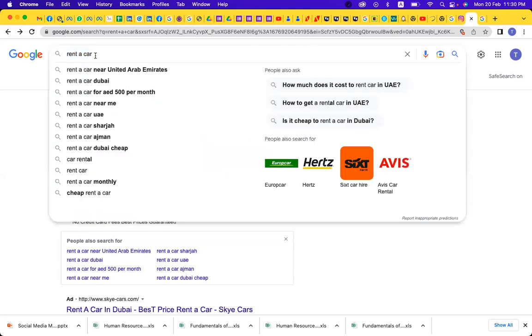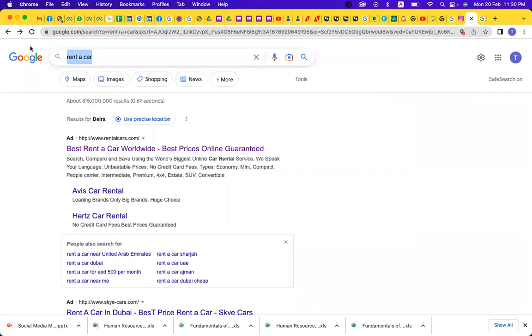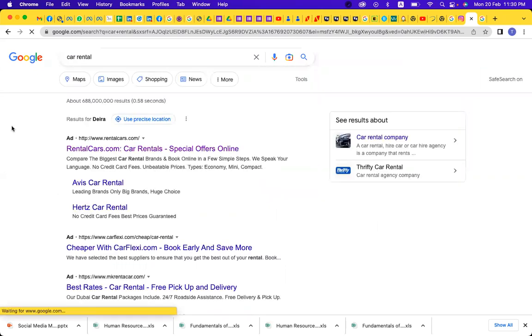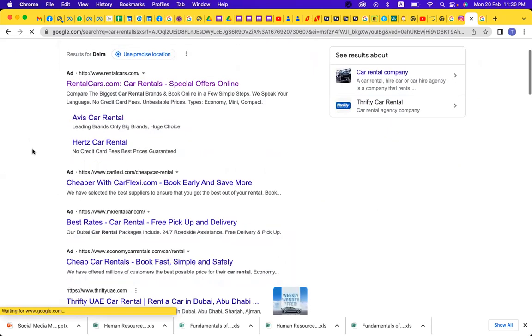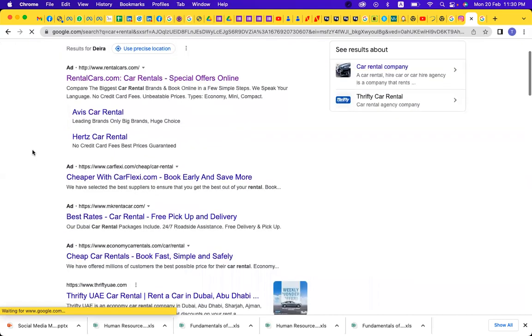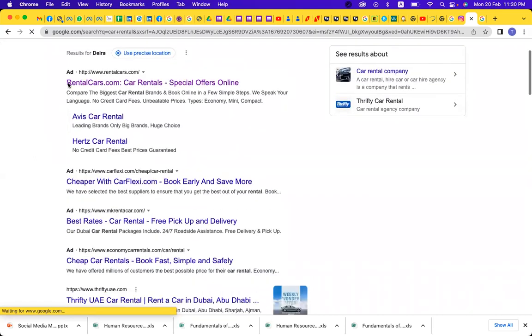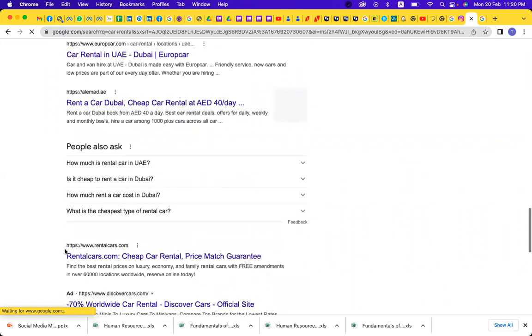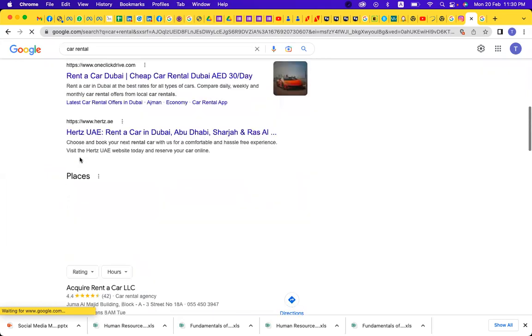Okay, so if I change this, let's change this to car rental. All right, so I've changed the word to car rental. And now we have how many ads at the top? We have 1, 2, 3, 4. And at the bottom, let's see if we have any ads. At the bottom, we have one. Okay, you see it has changed.